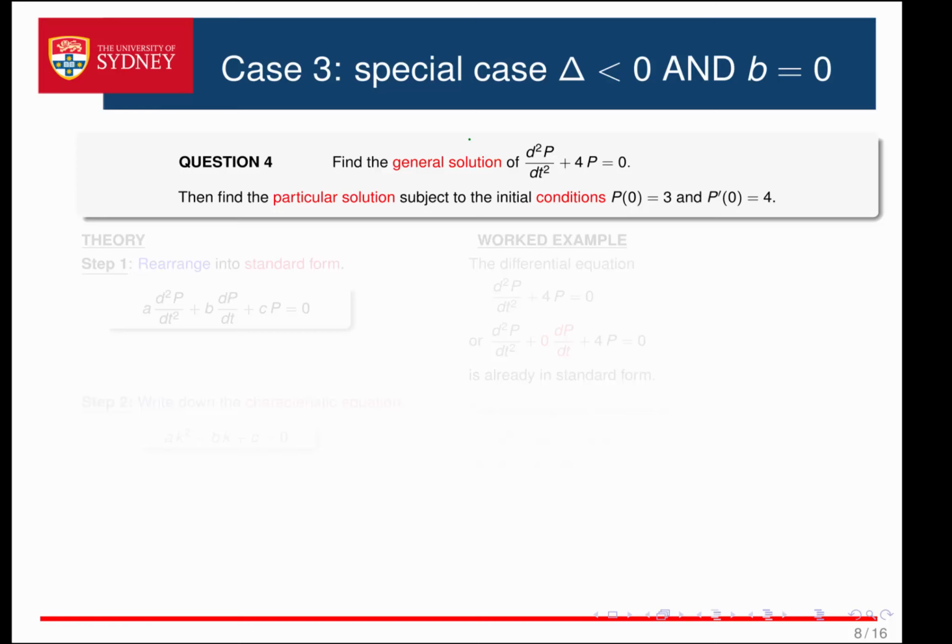We will first find the general solution of the following DE. That is, we want to find the most general function p, which is a function of t, such that the second derivative of p plus just 4 times p is equal to 0. We will then find the particular solution using two conditions on p and t.